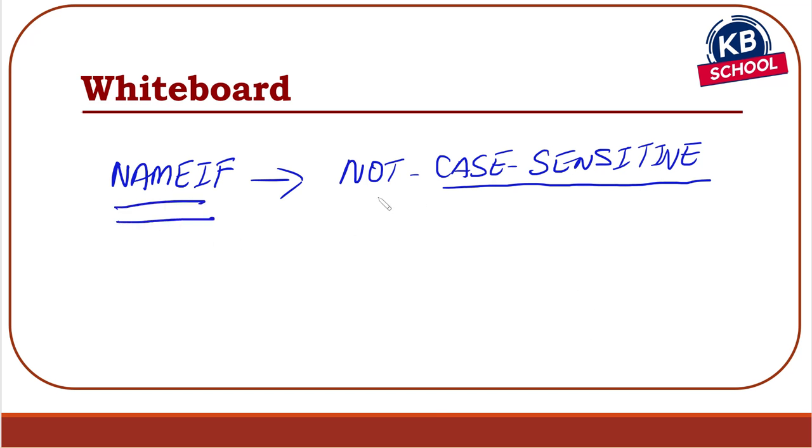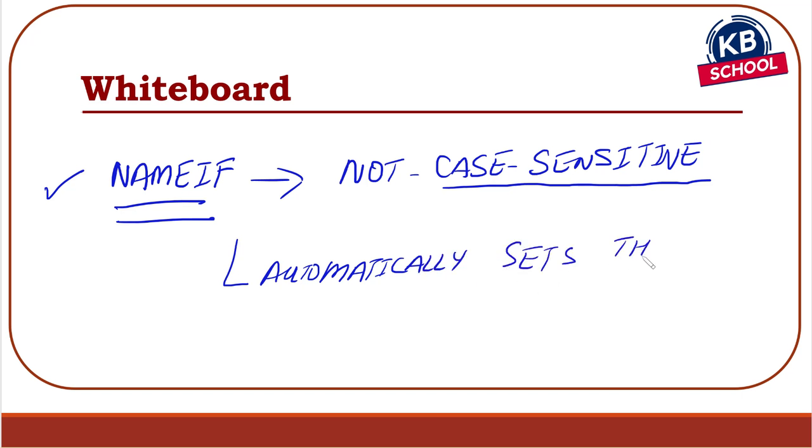It's not case sensitive. If you enable or set a name of the interface on an interface that does not have a security level on it, it will automatically set the security level also. Automatically sets the security level on what interfaces? On interfaces that are blank, on blank interfaces.